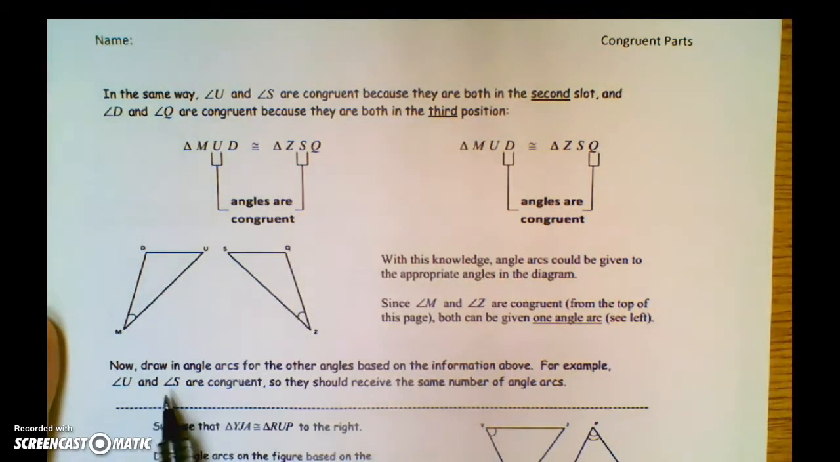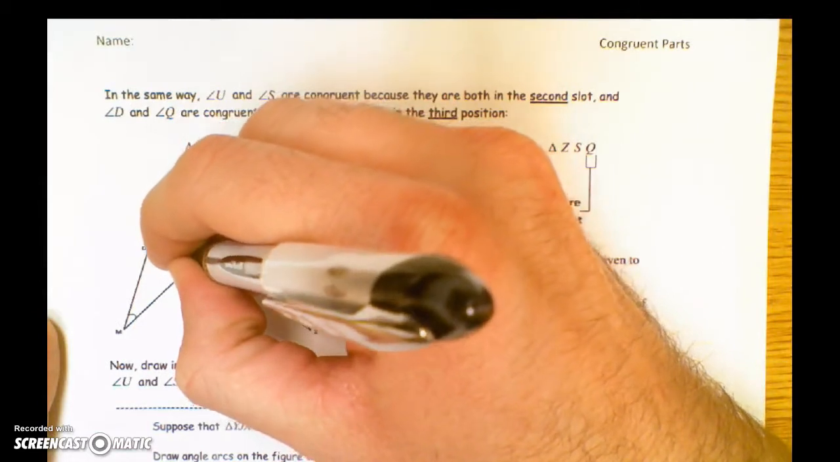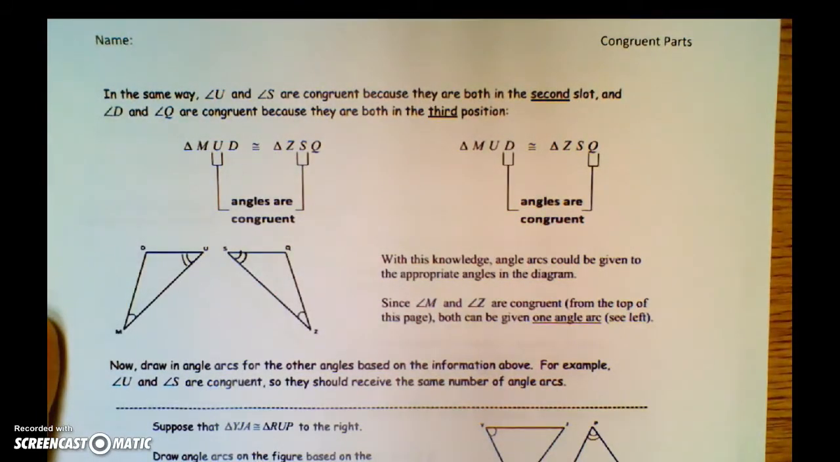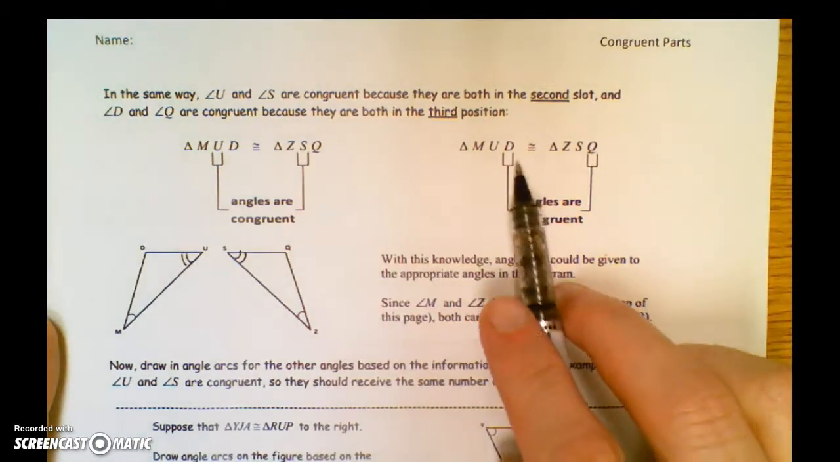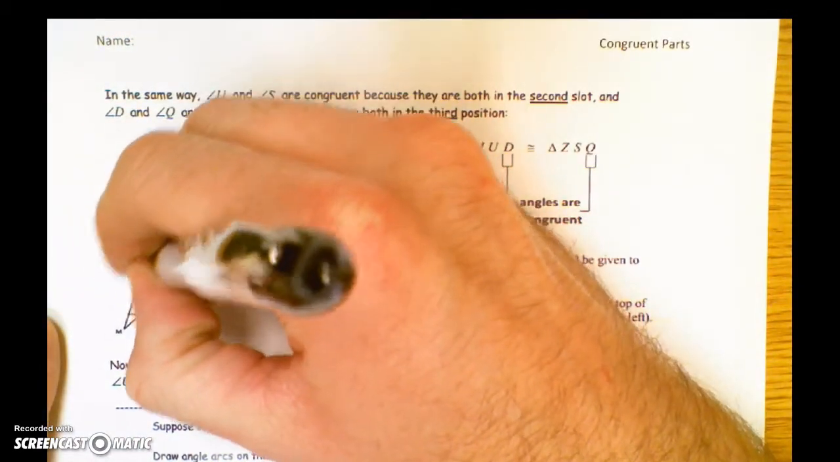For example, angle U and S are congruent, so they should receive the same number of angle arcs. So for angle U, I'm going to put 2 angle arcs because that's the next available number I could use. So angle U and angle S are congruent with 2 angle marks. That means that angle D is congruent to angle Q, so that'll have 3 angle marks.